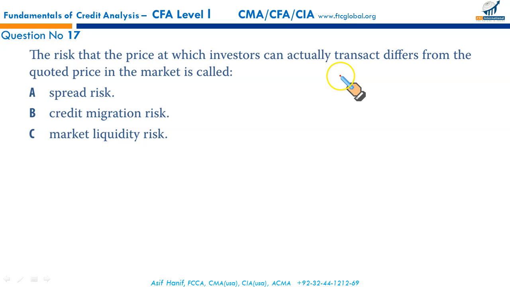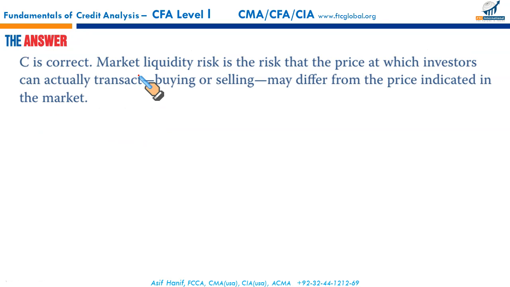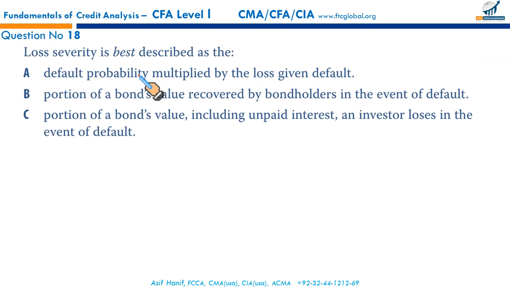And that's exactly what we're looking at. The risk that the price at which the investors can actually transact, buy or sell, differs from the quoted price in the market is called the market liquidity risk. That gives you C to be our correct option. Next, question number 18.